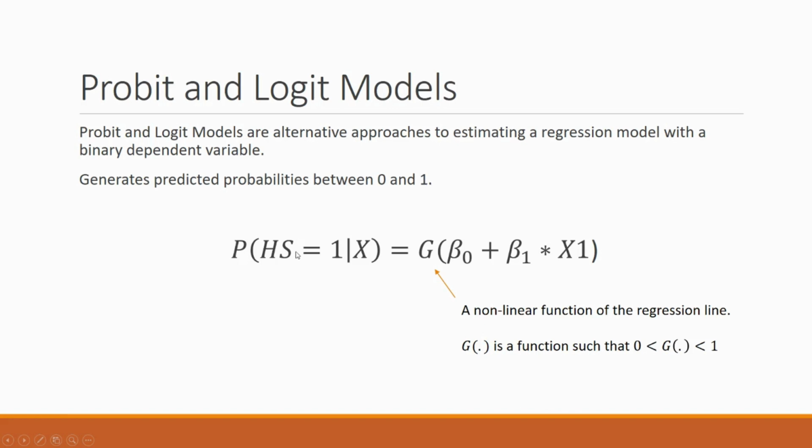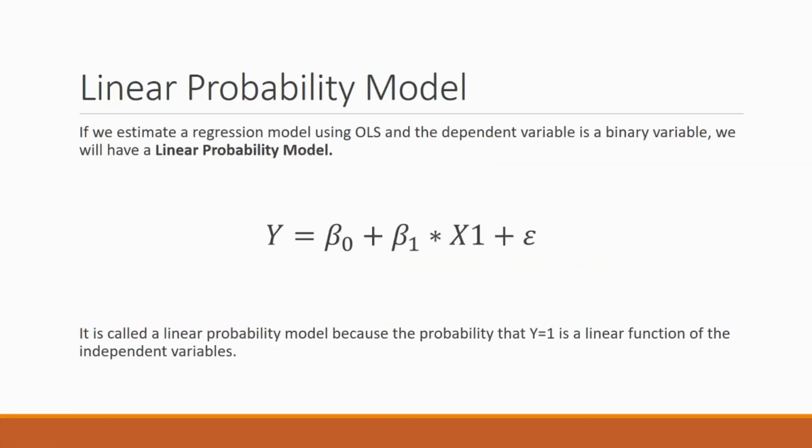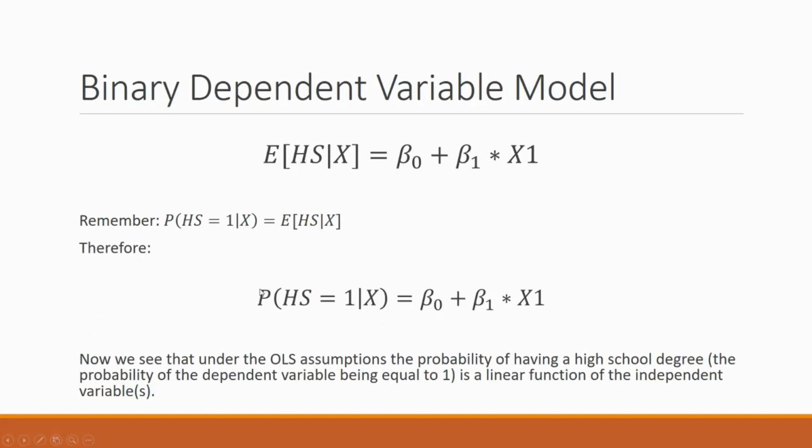Let me illustrate. Above, I'll just go back to it. We said that with a linear probability model, what we're saying is that the probability that the dependent variable will equal 1 is equal to some linear function of the independent variables.